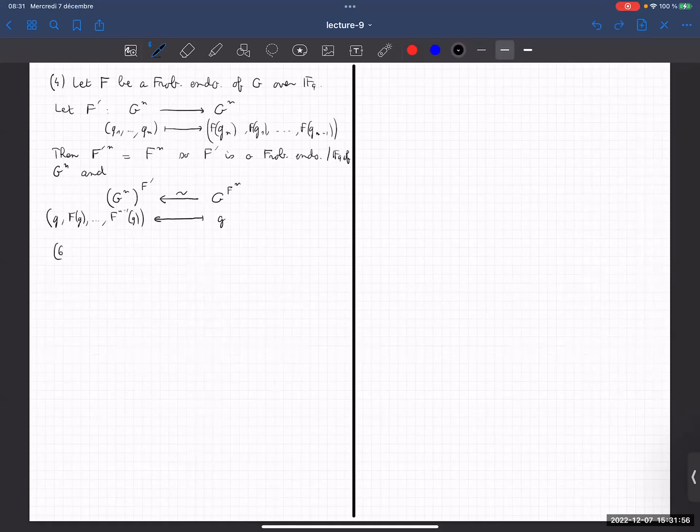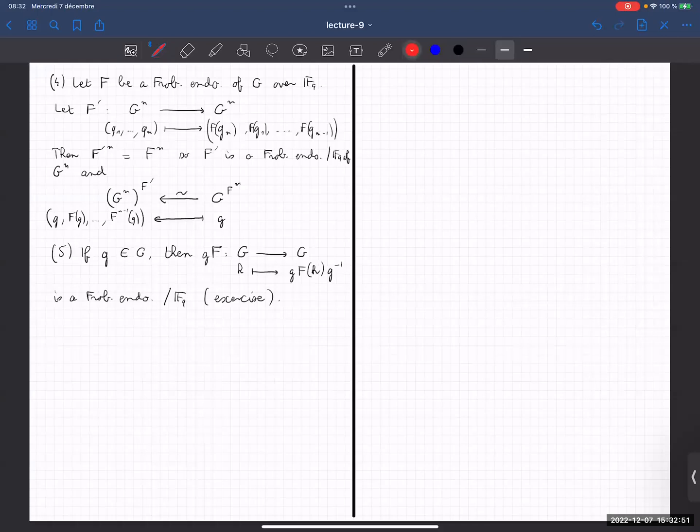And the fifth example is the following. If you take g, an element of G, then you twist an existing Frobenius by the action of g. So I define gF from G to G that sends h to, first I apply F to h, but then I conjugate by the action of g. That's what I denote by gF. Okay. Then this endomorphism is also a Frobenius endomorphism over F_q. And I will leave this as an exercise.